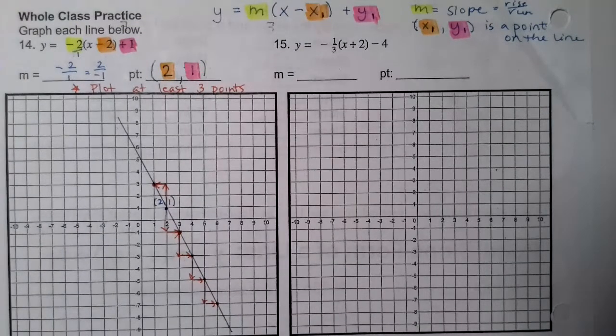Now it's your turn. Let's take a look at number 15 for you to plot. So mark down the slope and the point, and then plot the point and use the slope to graph the point. Pause your video here to do this on your own, and then check your answer.